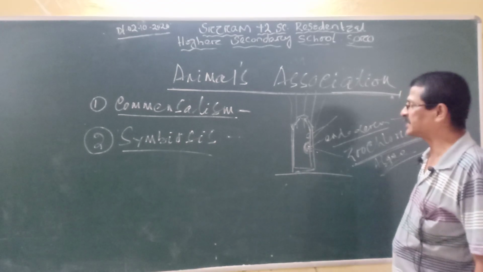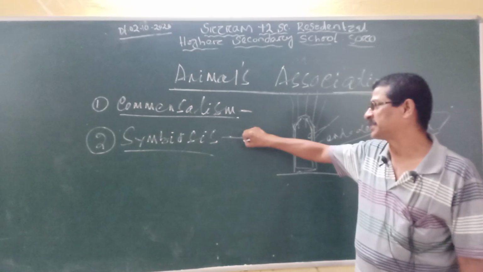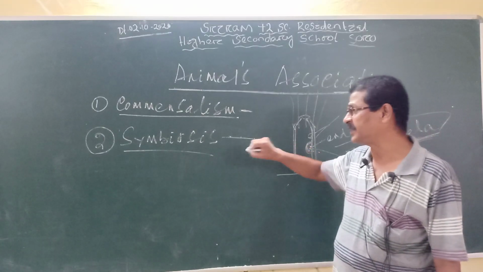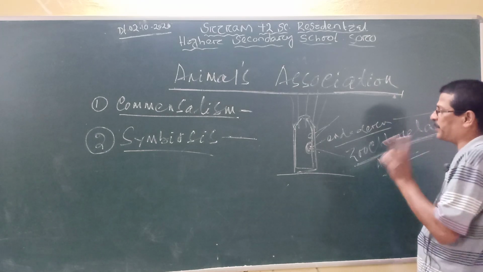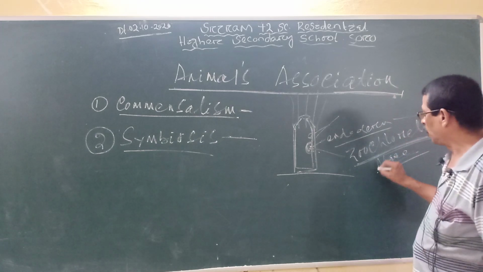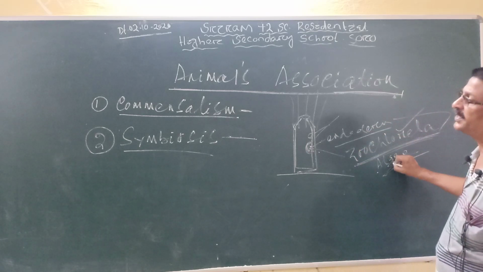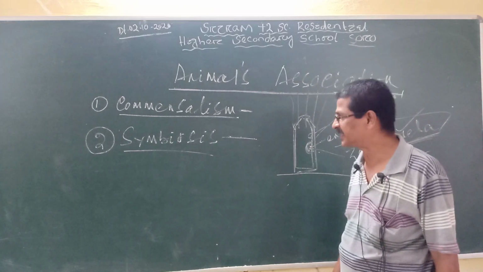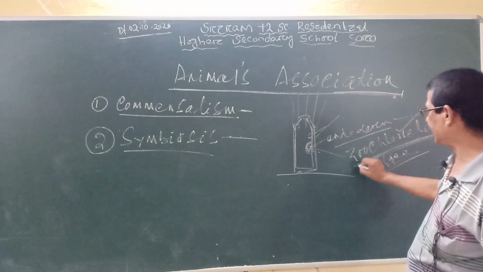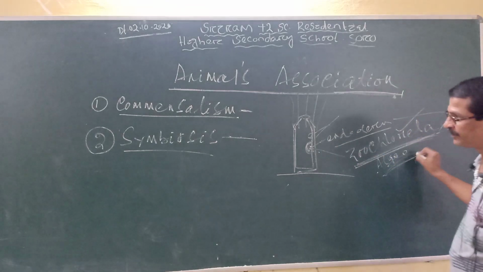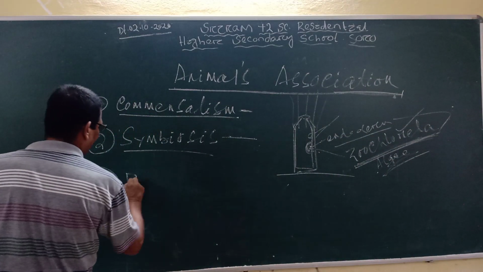Where both the individuals are benefited, that type of association is called symbiosis. Symbiosis is an association between two different individuals where both are benefited, and both the individuals are called symbionts. The example is hydra and an alga, and that alga is your zoochlorella. Clear? Then you come to the third category, that is called parasitism.